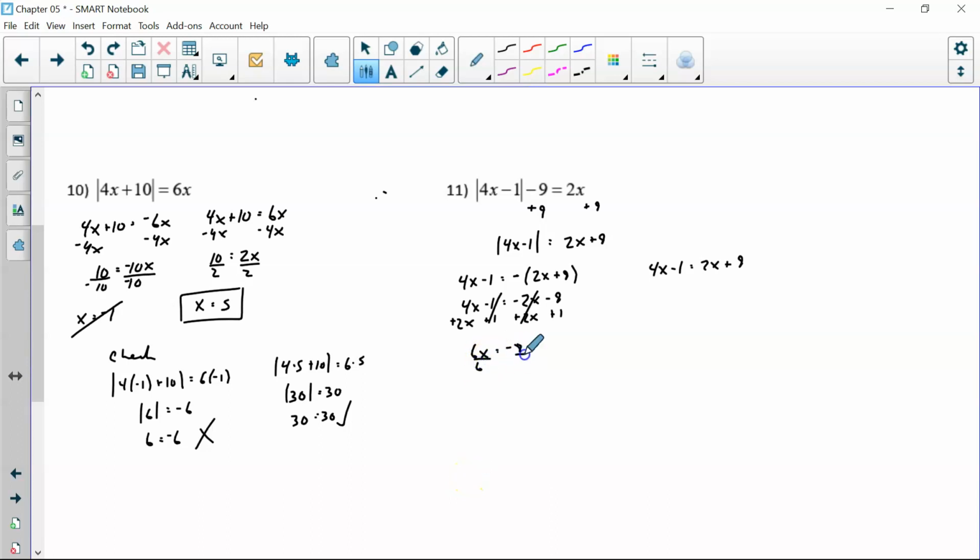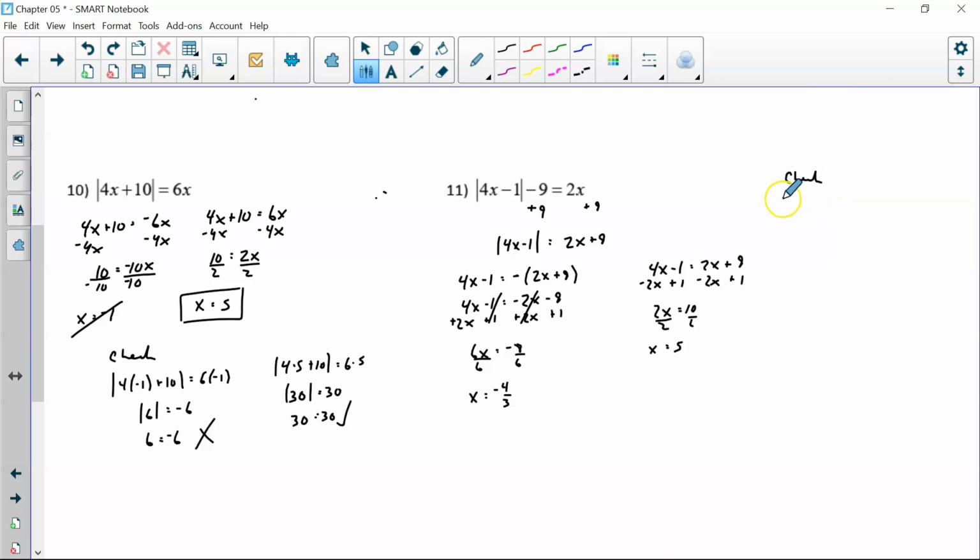Divide both sides by 6. X equals negative 4/3. Subtract 2x from both sides. Add 1 to both sides. 2x equals 10. X equals 5. So there's our two possible solutions. So we want to make sure we check to see if they both work.